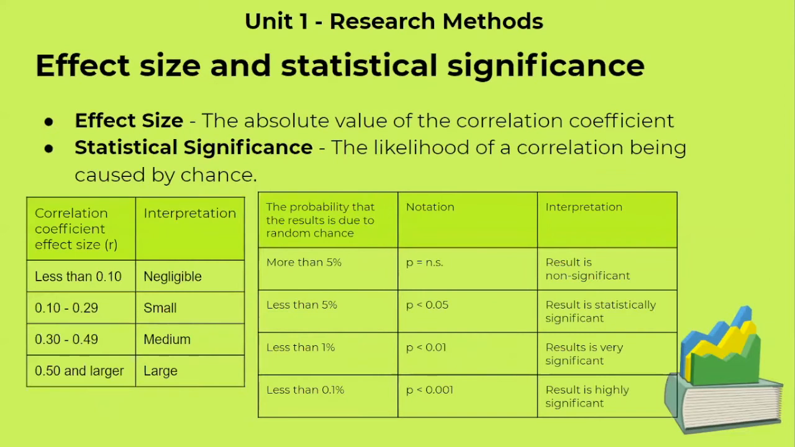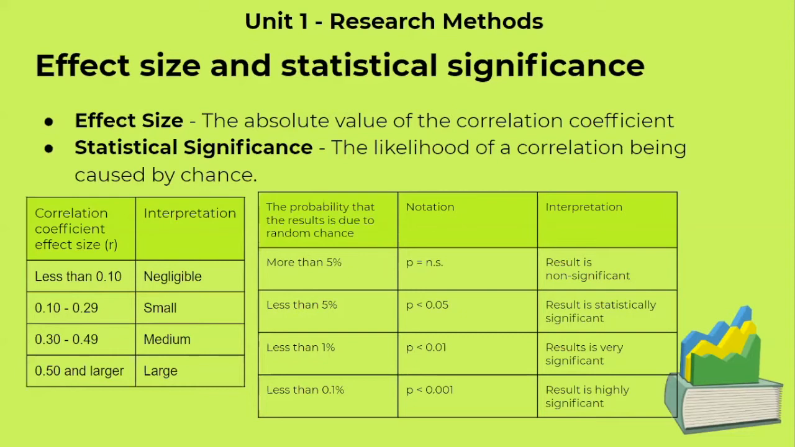Effect size and statistical significance. Effect size is the absolute value of the correlation coefficient. This is a number from -1 to 1. Statistical significance is the likelihood of a correlation being caused by chance. And then here you would see a table that is also available in the course companion, which would explain how effect size and statistical significance would usually be interpreted.